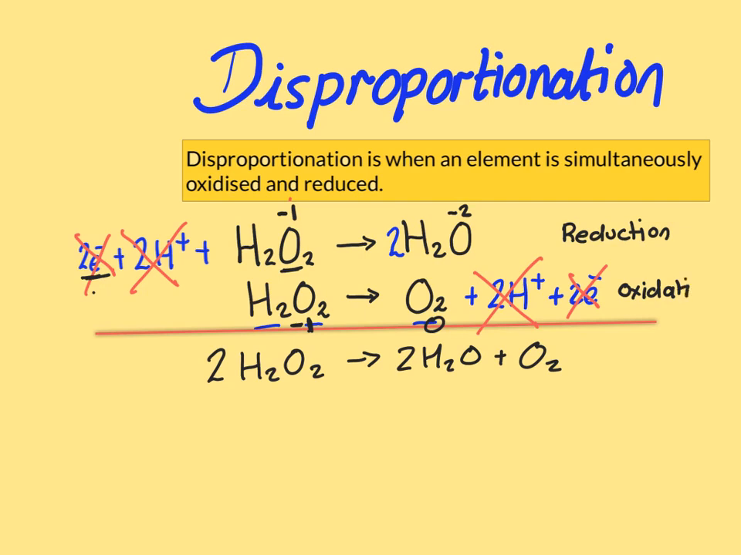And in this unusual circumstance, the hydrogen peroxide in this case, because itself was being reduced, is behaving as an oxidizing agent. And in this case, it's behaving as a reducing agent. And in both cases, the oxygen has been simultaneously oxidized and reduced. And this is called a disproportionation reaction.